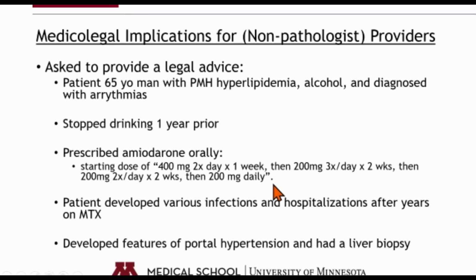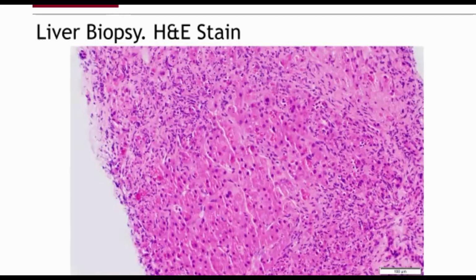But the 200 milligrams daily was actually prescribed for the next week or so, and then was supposed to be stopped and reviewed. The last part of that prescription was missed by the pharmacist. So the patient stayed on amiodarone for a much longer time than was intended. Subsequently, he came in with infections and some hospitalizations, developed portal hypertension, and then had a liver biopsy during one of those hospitalizations. So this is what the liver biopsy showed here.